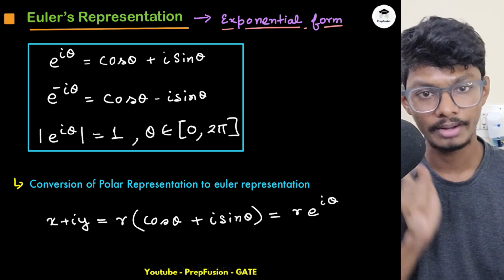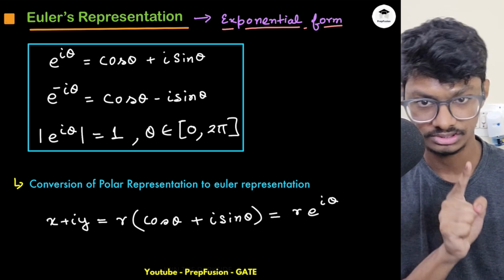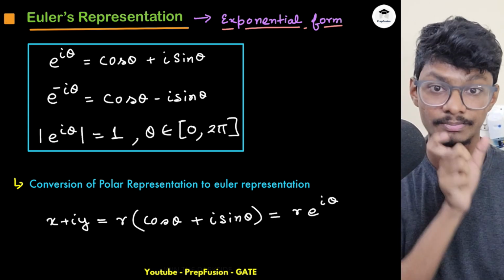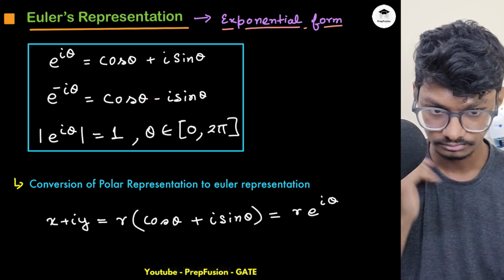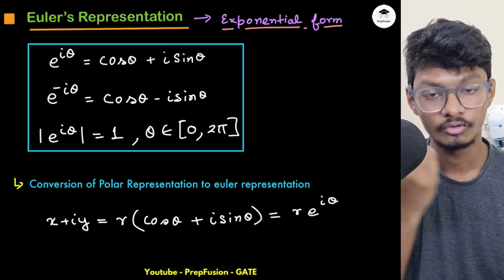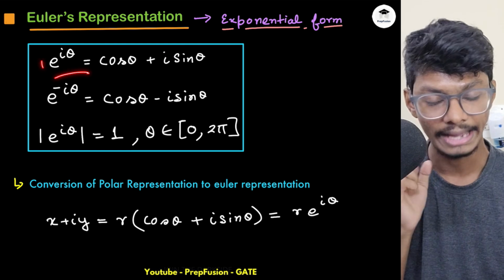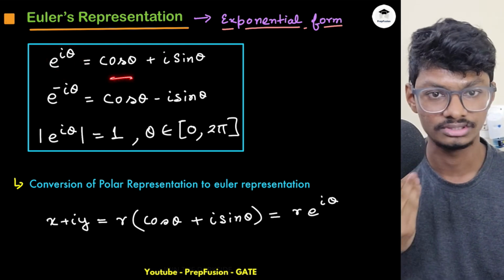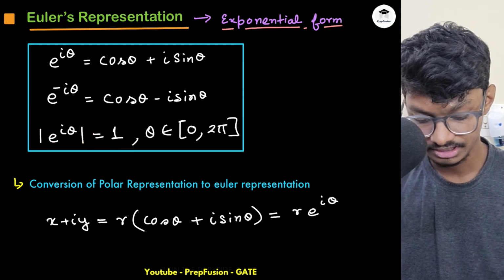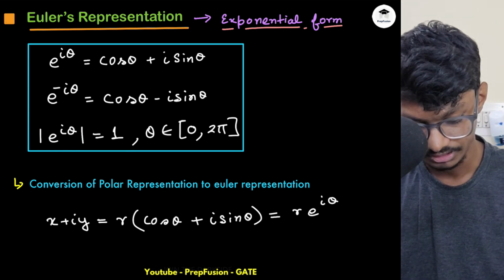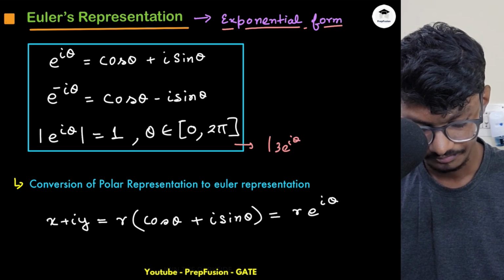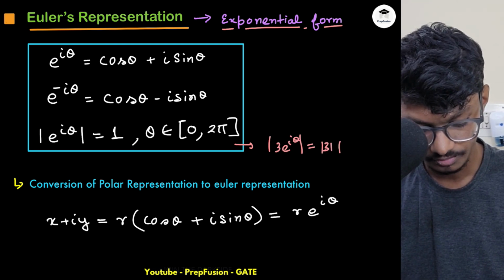If I write e raised to power minus i theta, it will be cos theta, because cos of minus theta is cos theta itself, and sin of minus theta is minus sin theta, so it will be minus i sin theta. So it will be the conjugate, and the earlier one is plus i. Now, what are the important properties of e raised to power i theta? If I find the magnitude, it will be cos square theta plus sin square theta, which is always 1. So the magnitude of this is always 1. If someone asks you the magnitude of 3 e raised to power i theta, it will be magnitude of 3 times magnitude of e raised to power i theta.